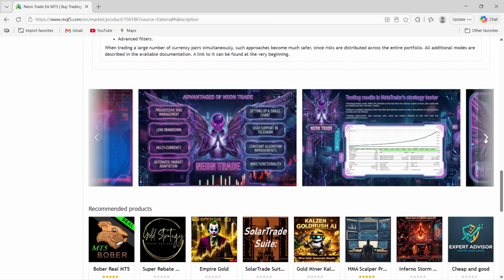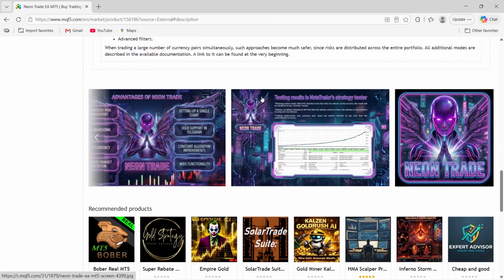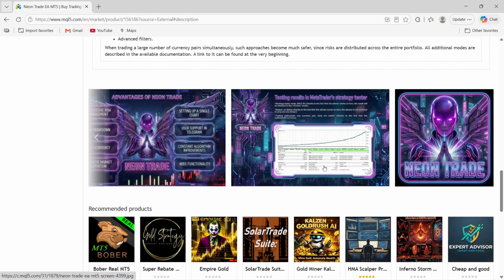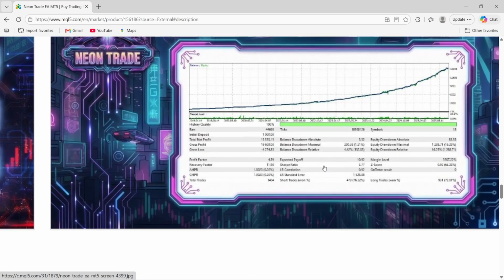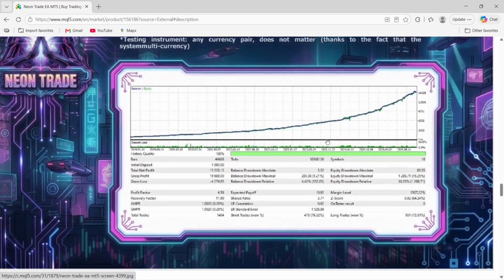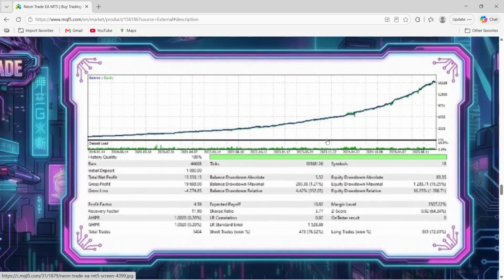So we have some images here from the developer. Okay, it's having a bit of difficulty loading, so I'm just going to zoom in, see if you can see what we have there. All right, so we can see how the equity curve looks.